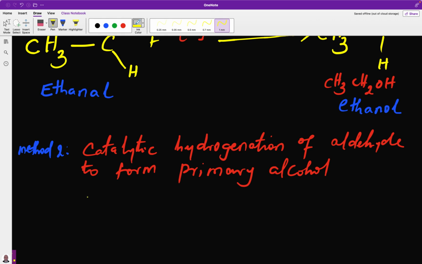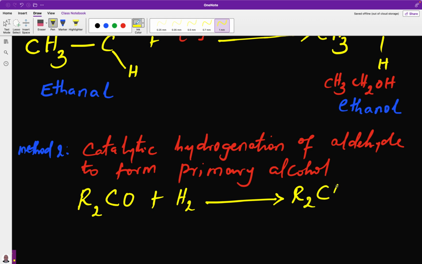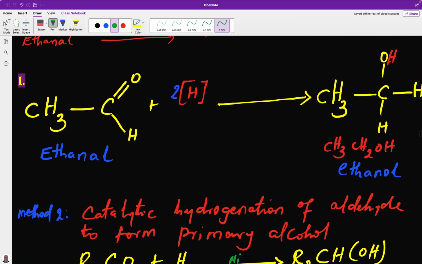We will have the equation RCHO plus hydrogen, and a nickel catalyst is used. Okay, that's how you can produce that.